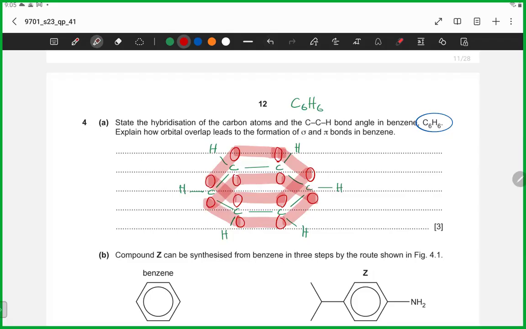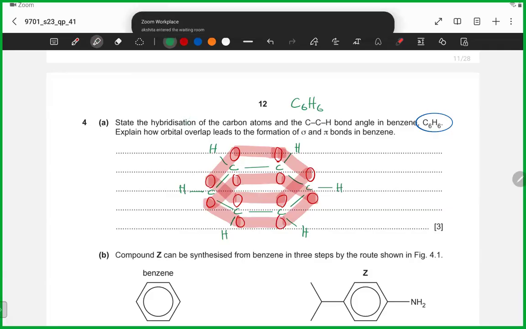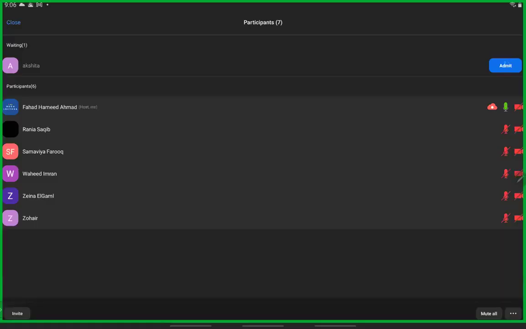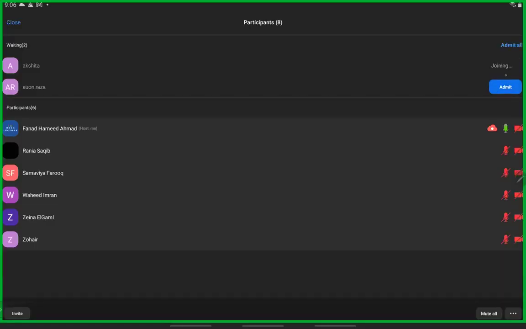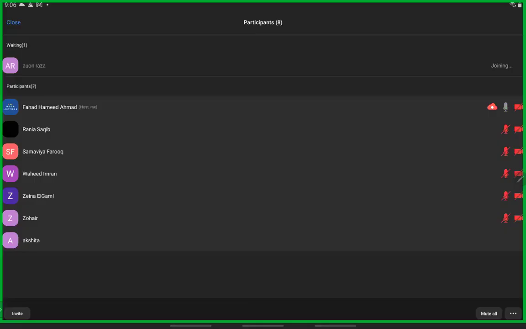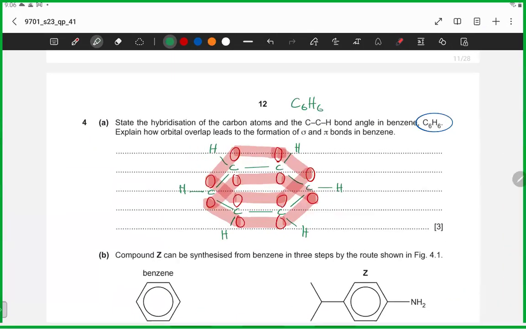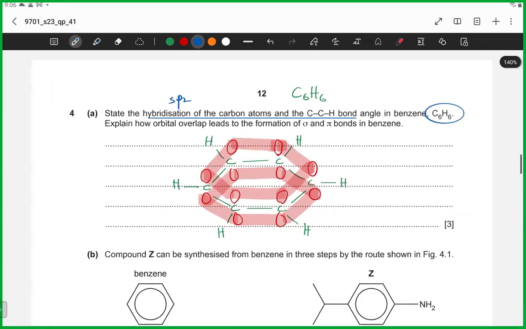अच्छा, now the question, we're going to come back to the question। पहले तो state the hybridization। ठीक है, we are only going to answer what he's asking for। Remember, question में deviate नहीं होना, just stick to what they're asking. State the hybridization of the carbon atom, so that is sp2, that's 1 mark। ठीक है, and explain how the orbital overlap leads to the formation of sigma and pi bonds.